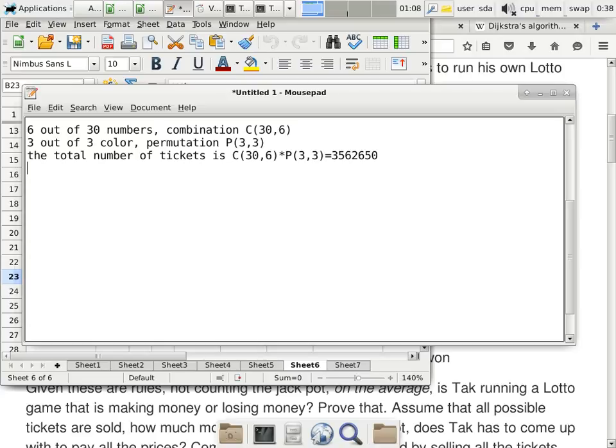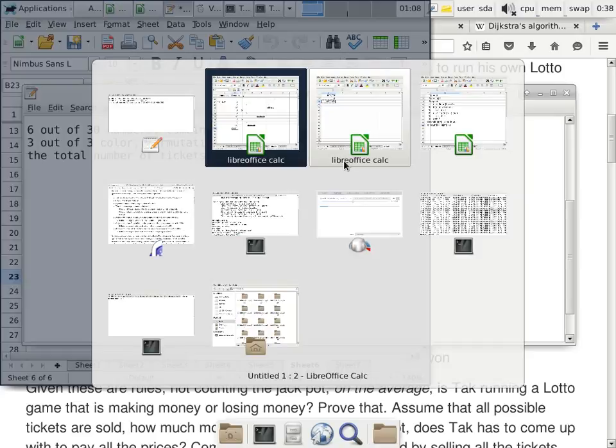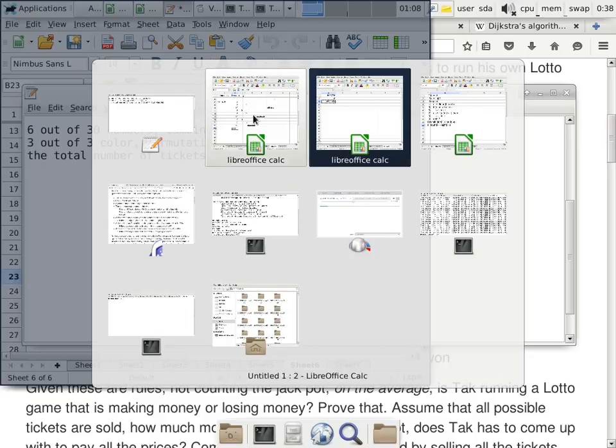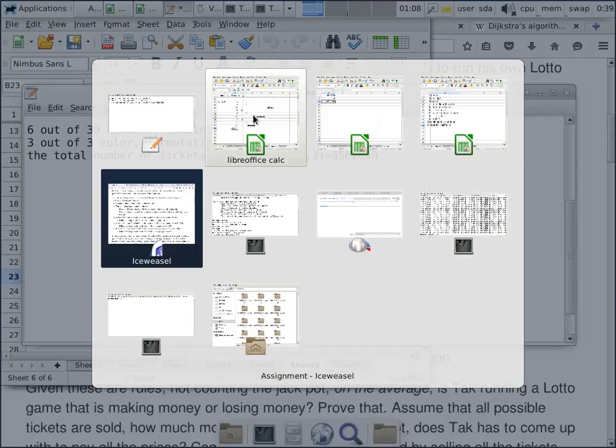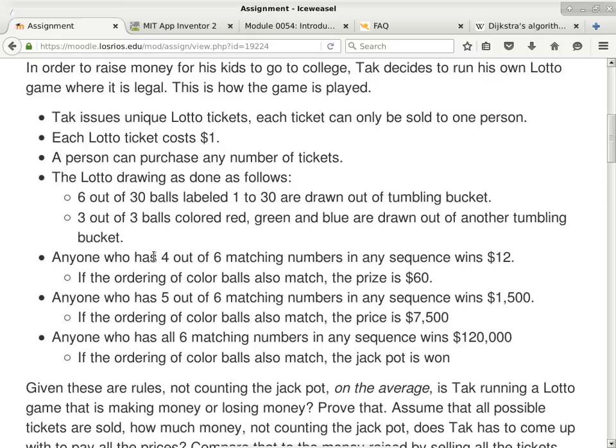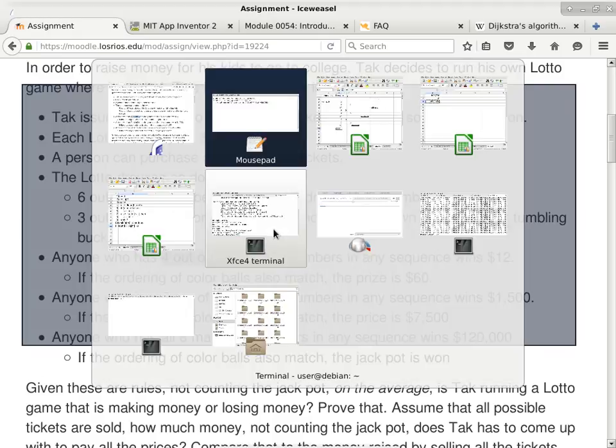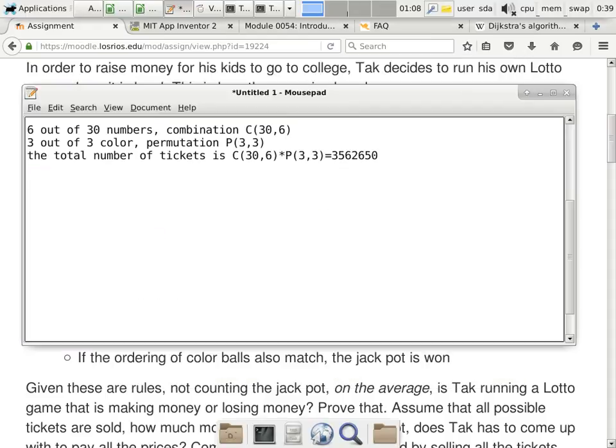Okay. So let's switch back to the browser. Oops, I just passed it. There we go. So the first prize is matching 4 out of the 6 winning numbers, but not with the correct color ordering. Those people are making $12 each. So we'll go back here and figure out how many tickets will win $12. I'll just say $12 tickets. These are the ones that will win $12, so the net gain is $11 on each ticket.